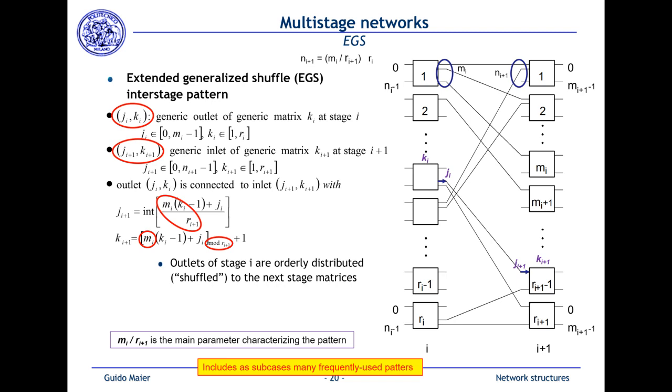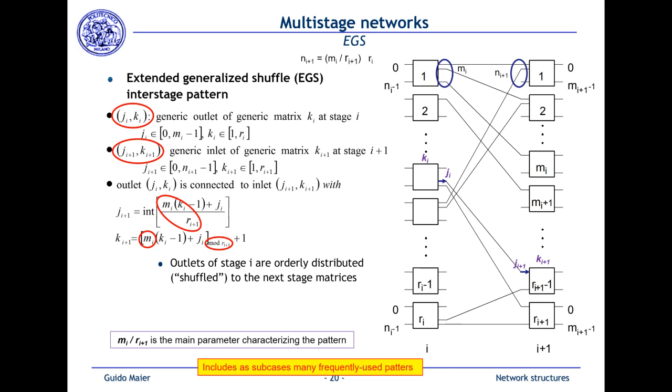So in order to describe the specific type of pattern that we want to design, the main parameter is this ratio. It's the number m sub i divided by r sub i plus 1. The number of outlets of this stage, of the matrix of this stage, divided by the number of matrices on the next stage. And in fact, you see that in these expressions, you find the same ratio directly in here as an argument, and also a little bit modified, but again, still the ratio in the second expression.